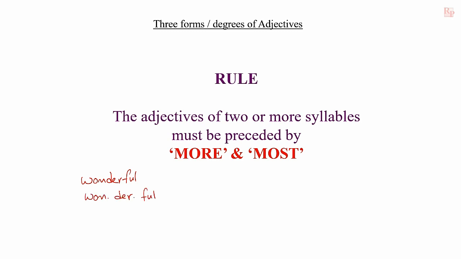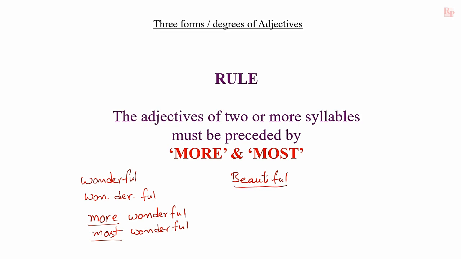To write this word in the comparative form of the adjective, we just add more in front of that word. More wonderful is the comparative form. Most wonderful is the superlative form of the adjective. Just by adding more, you get the comparative form, and just by adding most, you get the superlative form. Generally, polysyllabic words are lengthy. If you find such a big word, you can understand that it is a polysyllabic word, and you just add more before that to make it comparative, and most before that word to make it the superlative degree of the adjective.